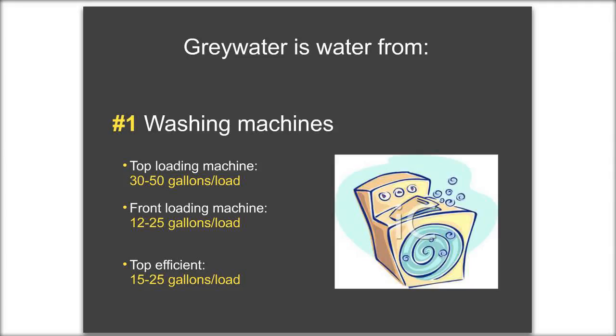Front-loading machines use about half of the water of a top loader in general, 12 to 25 gallons, depending on how efficient your front-loading machine is. And the top efficient machines, those are the top-loading machines that don't have an agitator. Those are around 15 to 25 gallons a load. So knowing what type of machine you have and knowing how many loads per week you do, you can calculate how much graywater you have from your washing machine.